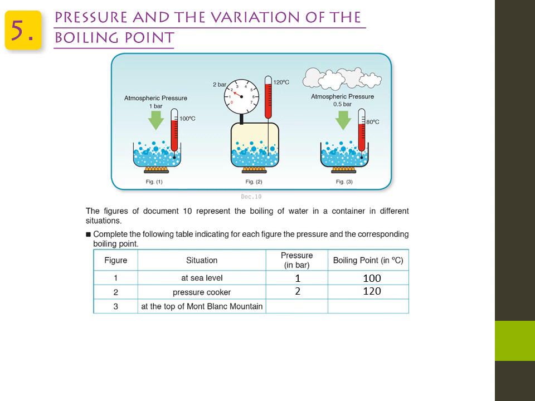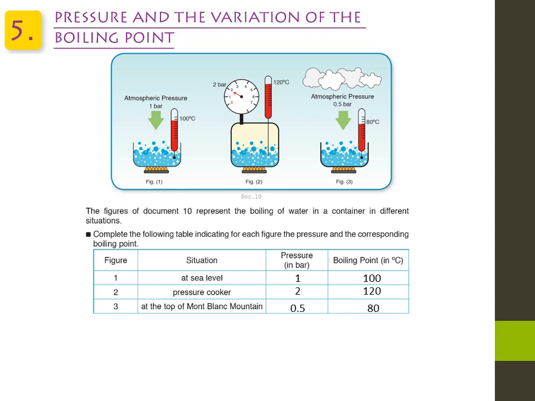In a pressure cooker, the pressure is 2 bars and the boiling point is 120 degrees Celsius. At the top of Mont Blanc mountain, the pressure is 0.5 bar and the boiling point is 80 degrees Celsius. We notice that when the pressure increases from 1 to 2 bars, the boiling point also increases from 100 to 120 degrees Celsius.